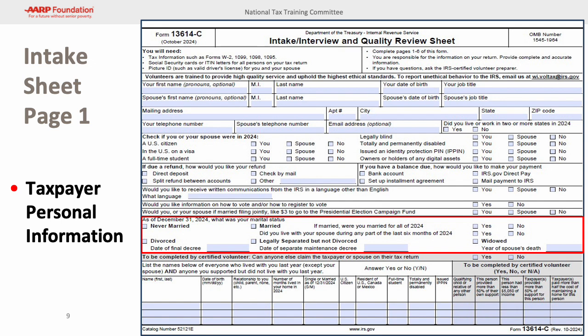What's the taxpayer's marital status? Single, married, legally separated, divorced? It's particularly important to know the date of the divorce if the taxpayer is divorced. At a minimum, we just need to know the year of the divorce, not the exact date. Now, the reason for needing this date is to determine how alimony is treated if alimony is being paid by one former spouse to the other.